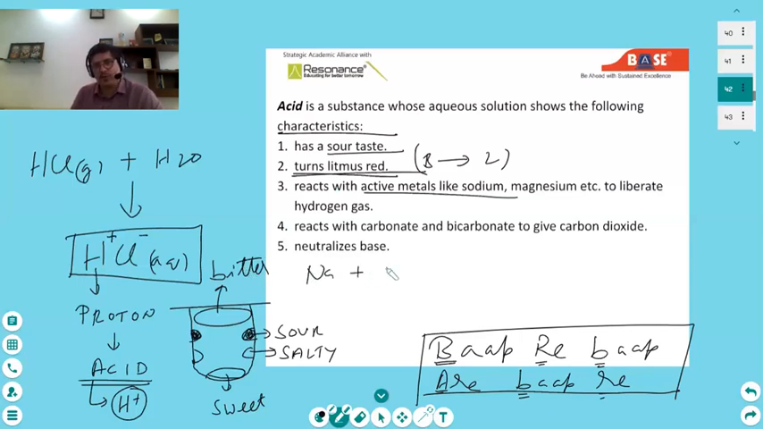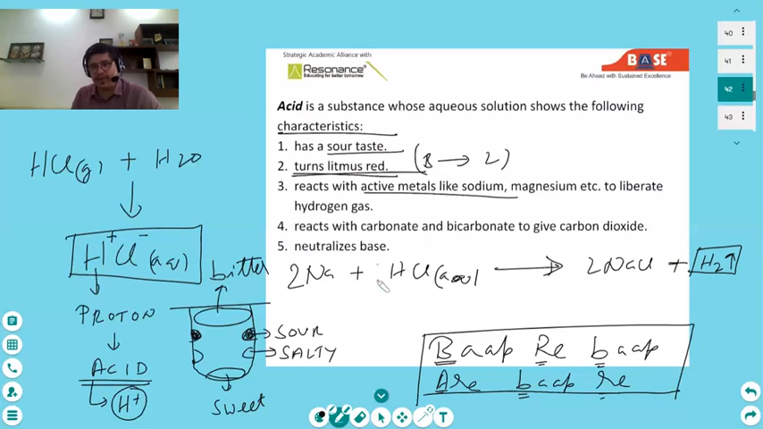For example, when I take sodium and make it react with hydrochloric acid aqueous, aqueous means it is in water. So what we see is that we get salt, that is sodium chloride, and simultaneously we get hydrogen. And hydrogen exists as H2 on Earth's surface. It exists as H only on the sun. High temperature is required. So balancing is needed: 2 sodium, 2 NaCl, and 2 this, you will get this. So when you treat any acid with an active metal, you will get hydrogen gas and salt.